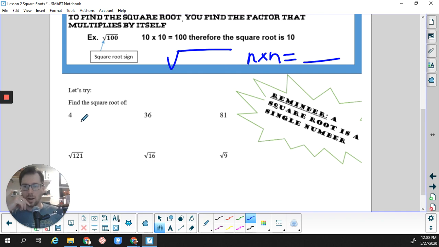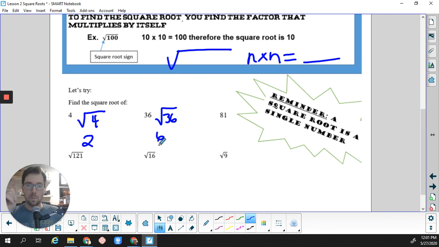So find the square root of 4. So I would write this like this, square root of 4. And I think about, okay, what times what equals 4? 2. 2 times 2 equals 4. Okay. What is the square root of 36? So I could just go like this, square root of 36. What times what equals 36? 6 times 6 equals 36. Okay. You're just putting that one factor in there that you're going to multiply by itself.